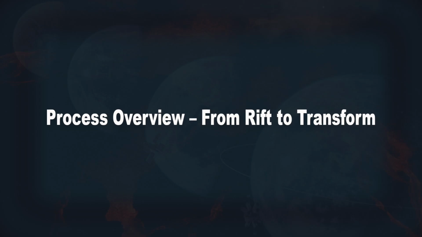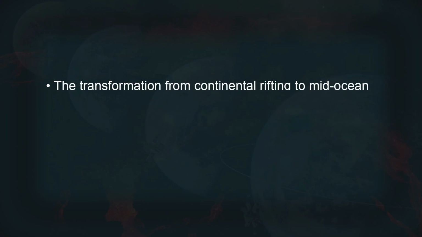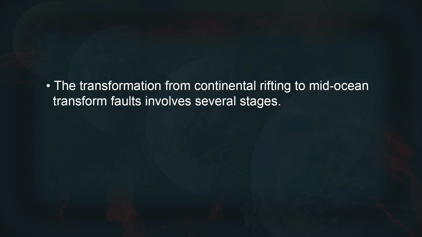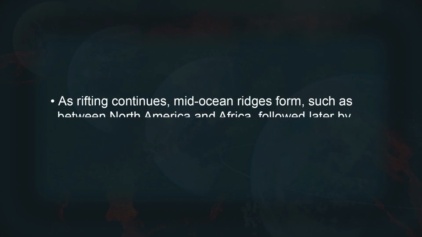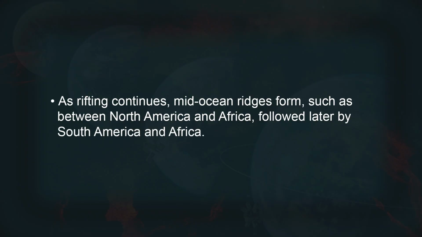Let us have the discussion on the process overview from rift to transform. The transformation from continental rifting to mid-ocean transform faults involves several stages. It often starts with large strike slip faults forming within continents, as happened during the breakup of Pangaea. As rifting continues, mid-ocean ridges form, such as between North America and Africa, followed later by South America and Africa.